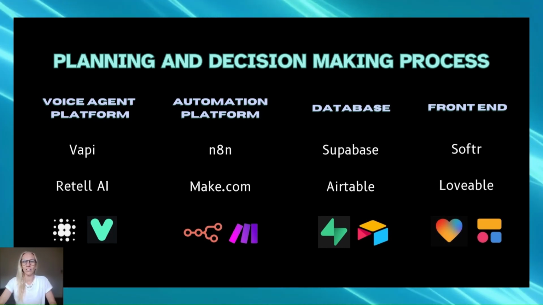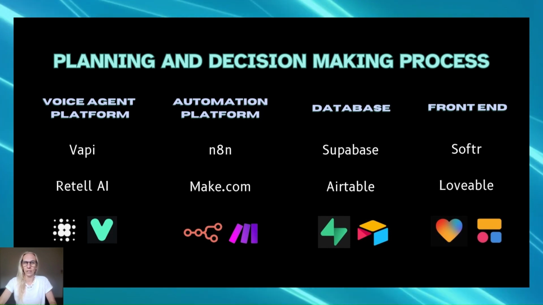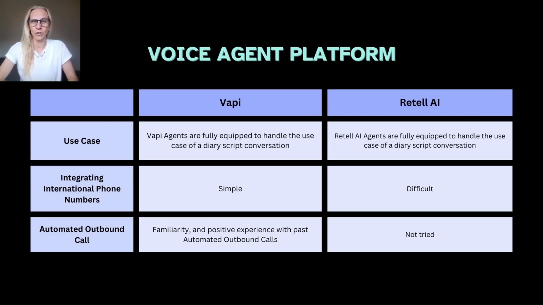For the voice agent, I wanted to give Retell AI a go, though it doesn't support international phone numbers. I tried setting up SIP trunking without success. I chose Vapi because I've had experience creating a voice app with Vapi. I find Vapi simple, easy to use, and it's reliable.